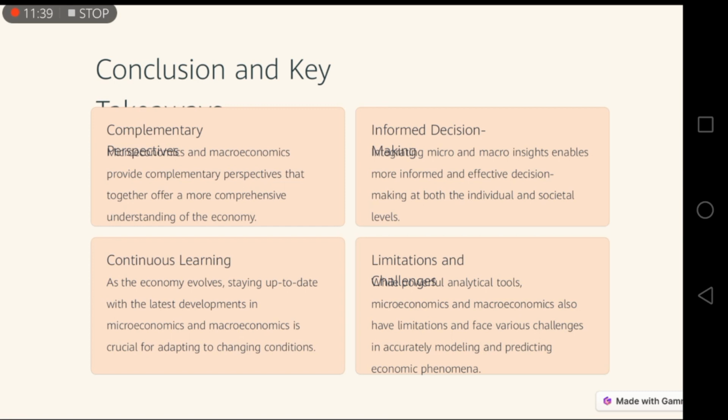Analytic tools, microeconomics and macroeconomics also have limitations and face various challenges in accurately modeling and predicting economic phenomena. As we said, microeconomics and macroeconomics can lack proper or accurate data from different websites, so it can act as a limitation for micro and macroeconomics.